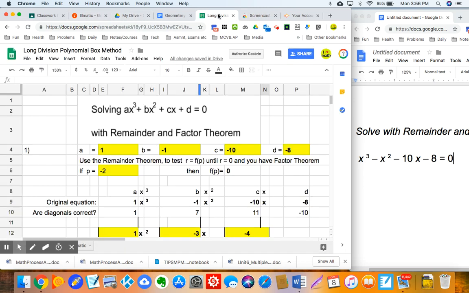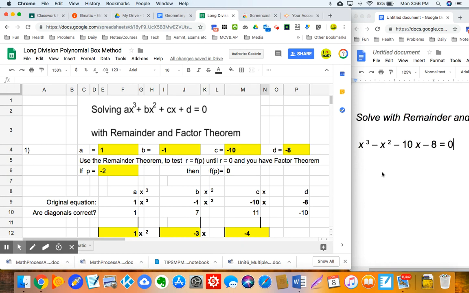I'm going to do a screen recording for a tool that's going to help you do polynomial long division with the box method. It's just something I made up in the spreadsheet application for Google Docs. And so I'm going to go through this with you.